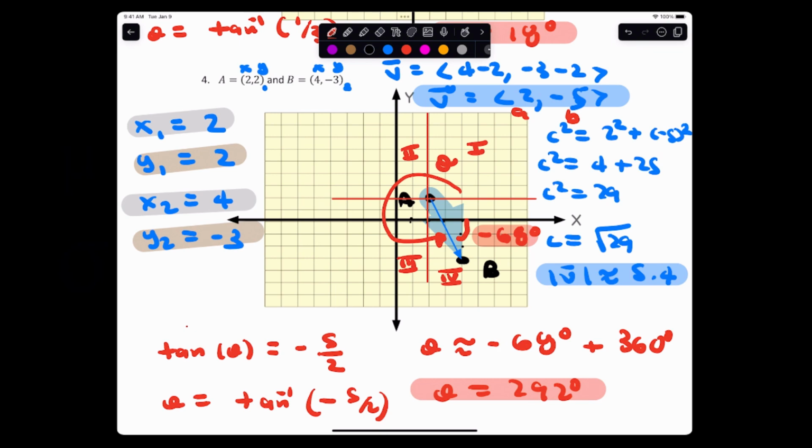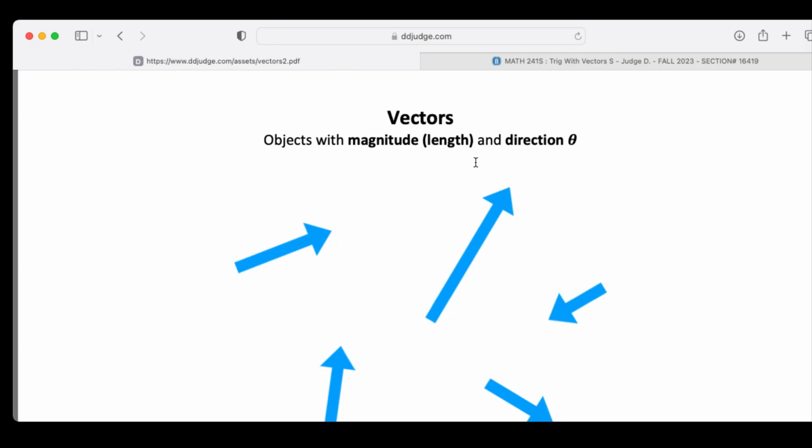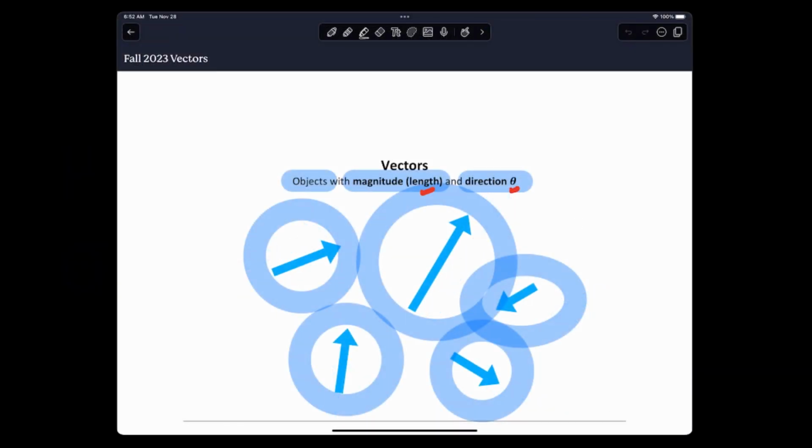Why not 180? Magnitude and what else? Direction, right? Magnitude and direction. An object with magnitude and direction. So we worked on this yesterday. We got started on these.